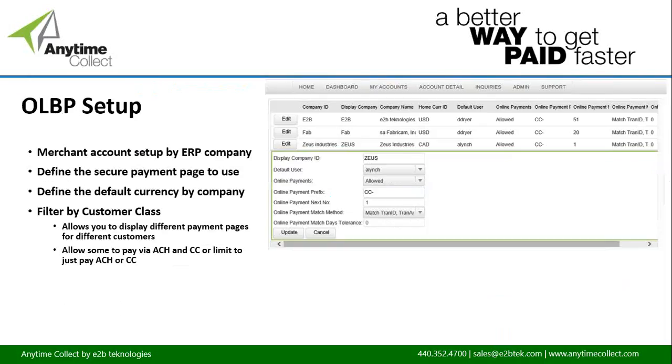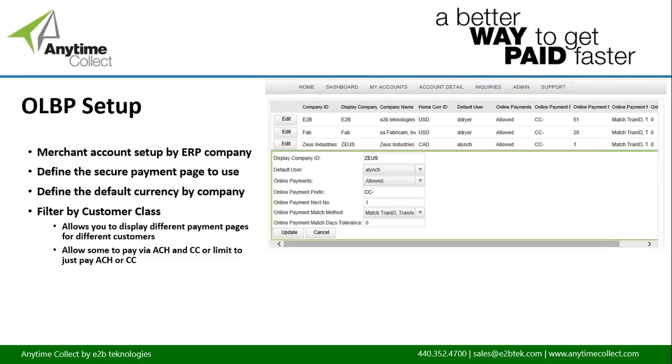From a setup standpoint, it's really, really simple to set up the online bill pay. So what you're going to do is you're going to establish for each of the companies within your ERP system, because even QuickBooks has multiple companies, right? You're going to set up a merchant account. You're going to define the payment page, so you can have different payment pages with different branding for each of the companies within your organization. You're going to define the default currency. We are multi-currency, so you can accept payments in different currencies.